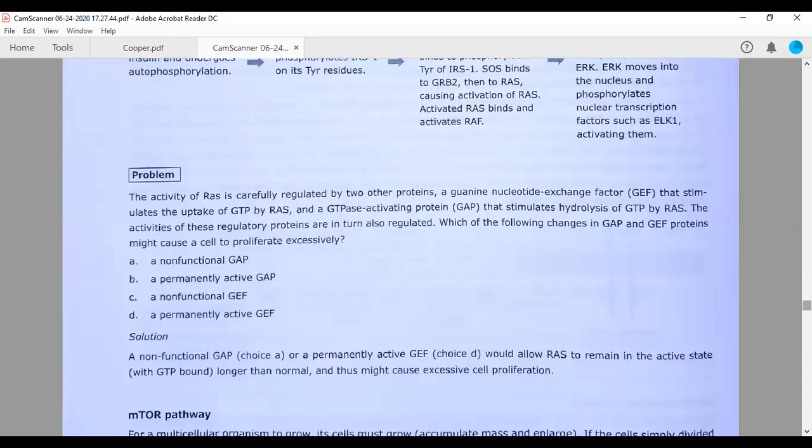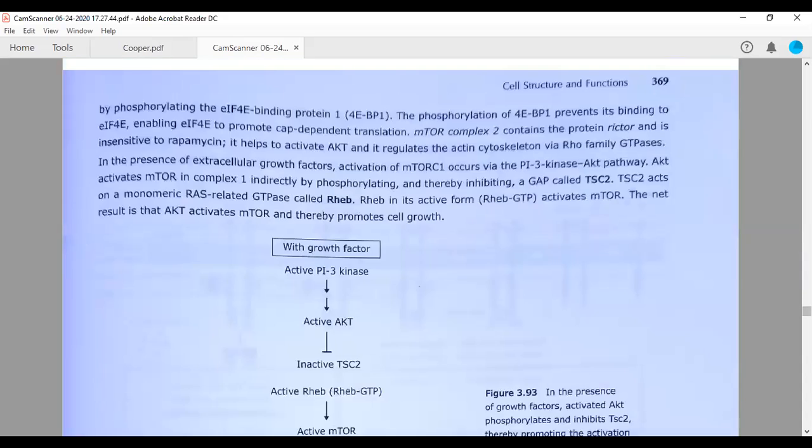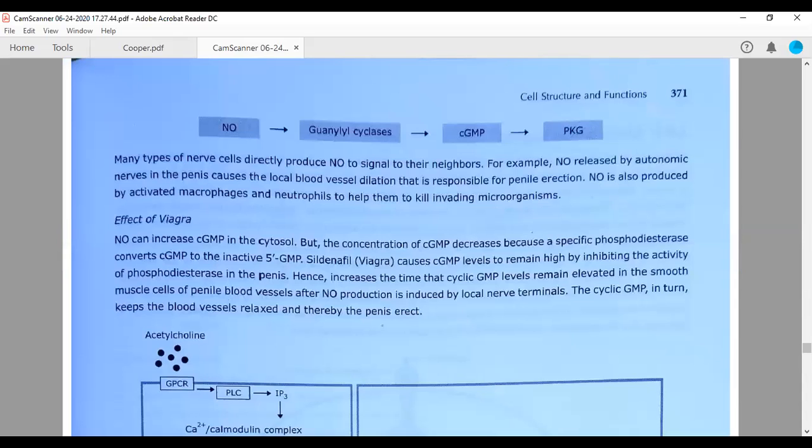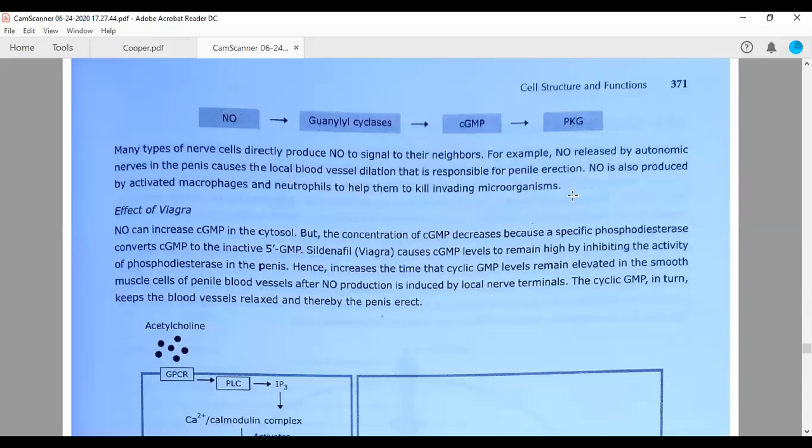So see here. It is given here actually. So NO is going to activate a guanyl cyclase, which will create cyclic GMP, and this cyclic GMP will also activate the protein kinase G. Okay, so we have discussed protein kinase A, we have discussed protein kinase C. Now there is another type of protein kinase that is called protein kinase G.